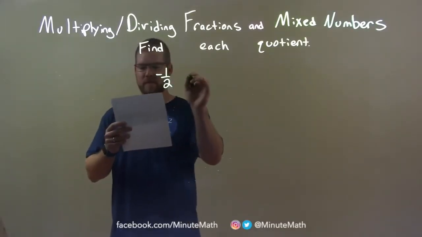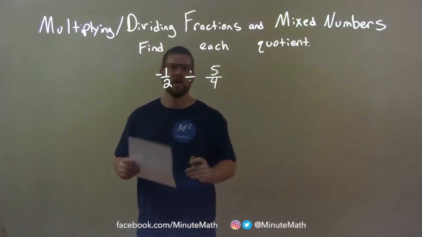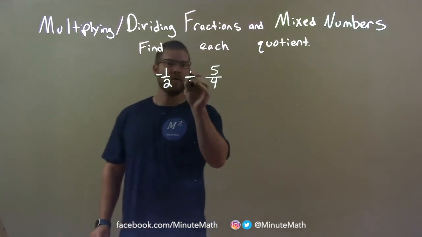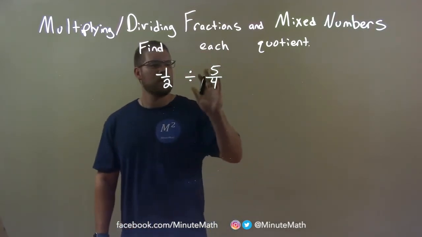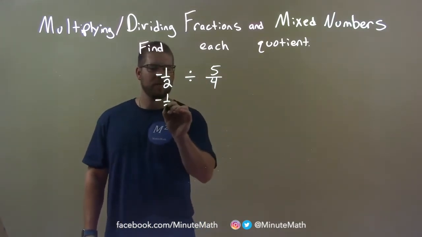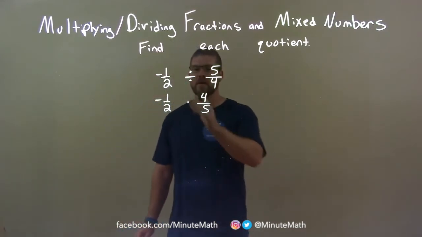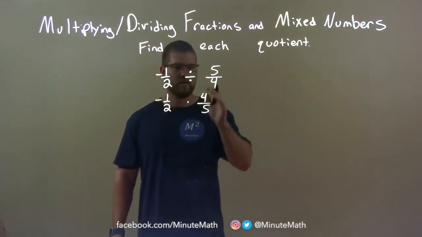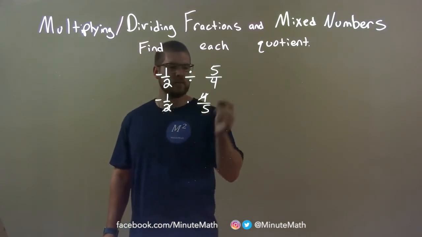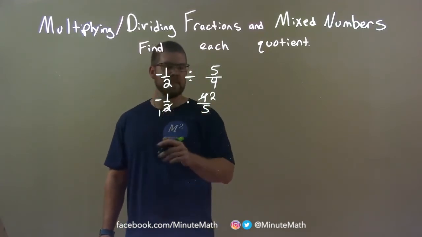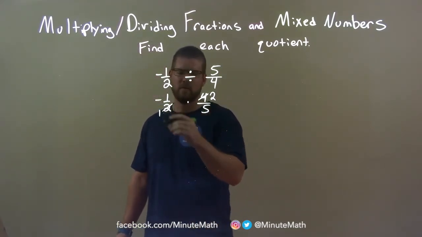Negative 1/2 divided by 5 over 4. Well, I don't really like to see division. I always try to convert that to multiplication because I find it easier every single time. So, dividing by 5/4 is the same thing as multiplying by 4/5. So, negative 1/2 times 4/5 now instead of dividing by 5/4. See if we can simplify a little bit. 2 and 4 simplify. There's a 2 up here and there's a 1. So, now we just have a 1 over 1 and 2 over 5. And the 1 over 1 is negative.